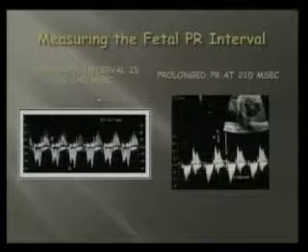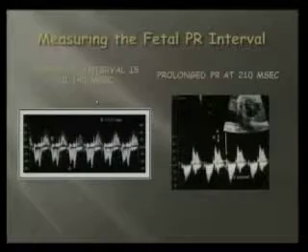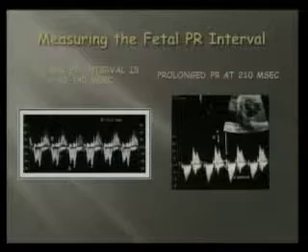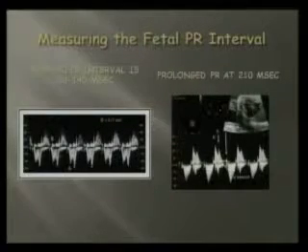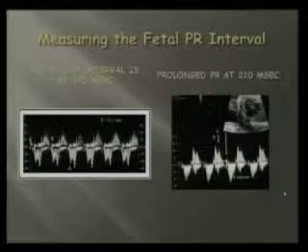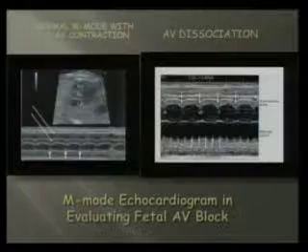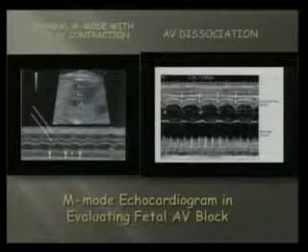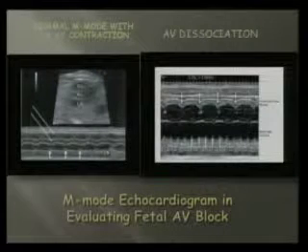Normal PR interval in the fetus is indicated as 80 to 140 milliseconds. More than 140 would be considered prolonged. So you might see first-degree heart block by measuring PR intervals, but we're not going to do that unless we have a mother who's at risk. Here again, showing some M-mode measurements.